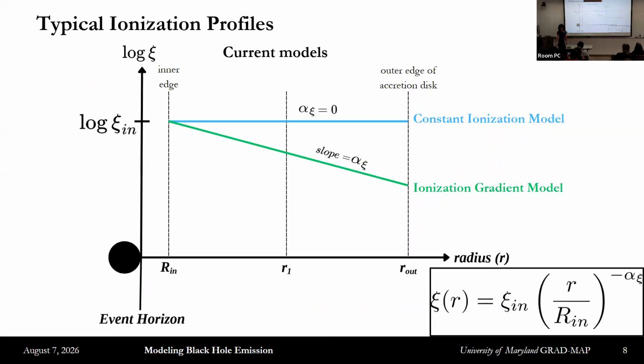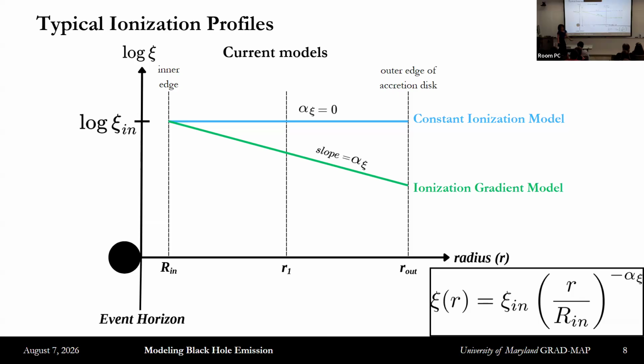Reflection models often have to make assumptions about how ionization behaves across the disk. Otherwise, computing the reflection spectrum becomes intractable. Here are two typical approaches. First, you have the constant ionization model in blue, where the disk is assumed to have one ionization value across the entire disk. Second, you have the ionization gradient model, where ionization is highest at the inner disk radius and decreases as you move away from the black hole and reach the outer edge of the disk.